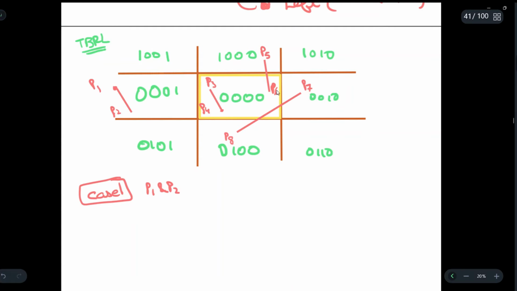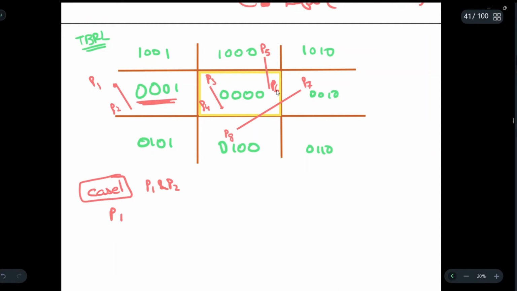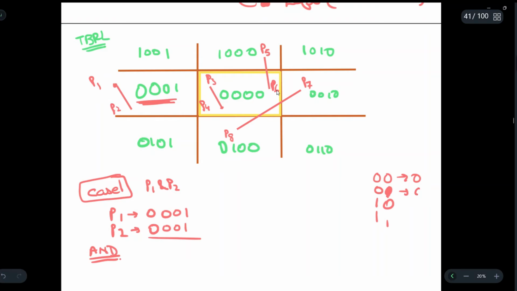Now let us write what are the pixel coordinates or the pixel points for P1 and P2. For P1, we have the pixels as 0, 0, 1, and for P2 we have the pixels as 0, 0, 0, 1 because they lie in the same quadrant. Now we will take their AND operation. You must remember that whenever we have 0, 0 and we do their AND, we will get 0. Similarly, if we have 0, 0, 1 and 0, 0, 0, 1, the points that we will be getting will be like this. That is, we have applied the AND operation.